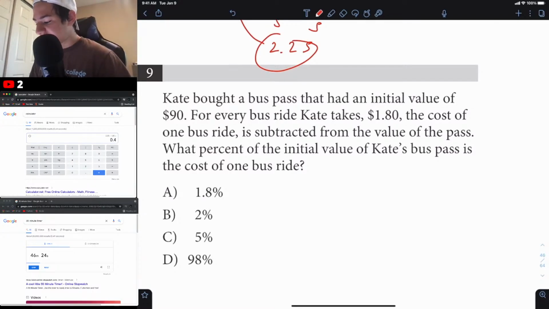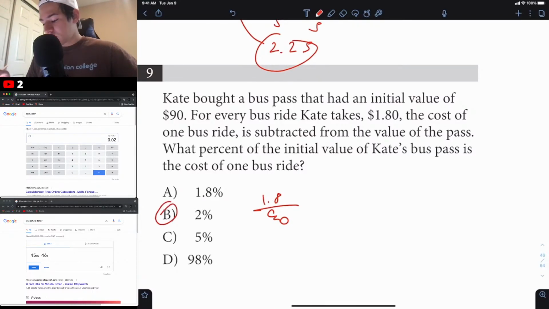Kate bought a bus pass at an initial value of $90. For every bus ride Kate takes, $1.80, the cost of one bus ride, is subtracted from the value of the pass. What percent of the initial value of Kate's bus pass is the cost of one bus ride? Okay, so we're just going to do 1.8 divided by 90. Kind of weird, but sure. To find the percent, 1.8 divided by 90. So it's 2%.